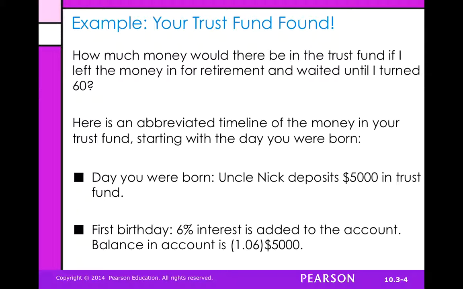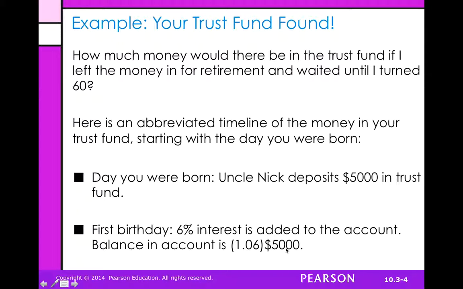So here is an abbreviated timeline of the money in your trust fund, starting with the day you were born. The day you're born, your uncle deposits $5,000 in this fund. On your first birthday, you get 6% interest, and that's added to the account. So here's $5,000 times 1.06. What it's doing is $5,000 plus 6% of $5,000. You see that? So this 1.06 you can think of as 1 plus 0.06, which is coming from section 10.1 right here. This number now is the amount of money in your account after 1 year.